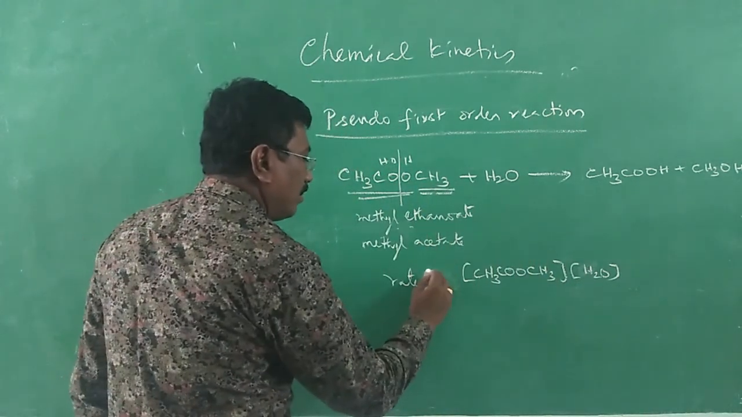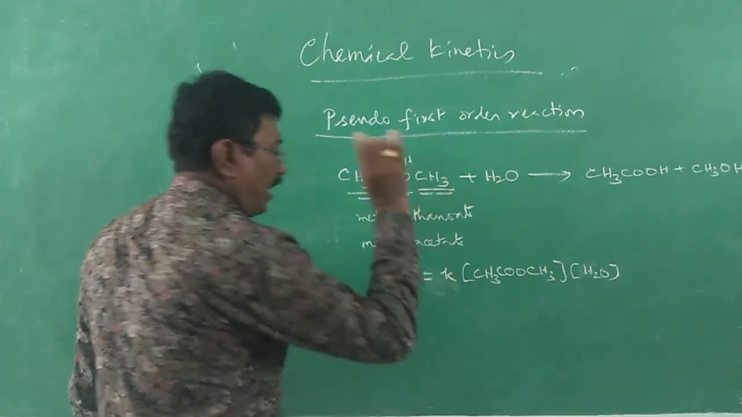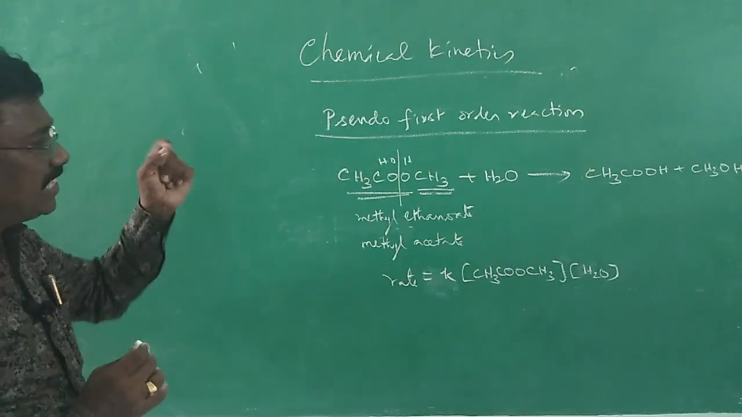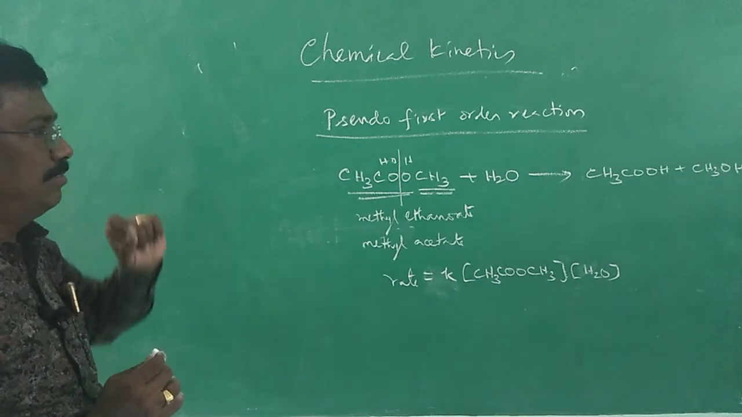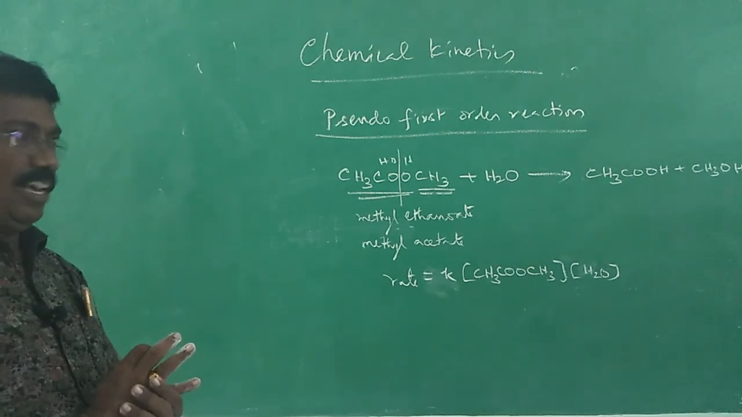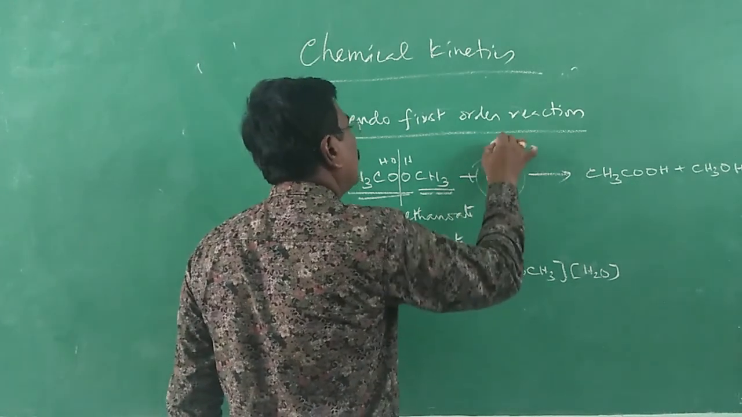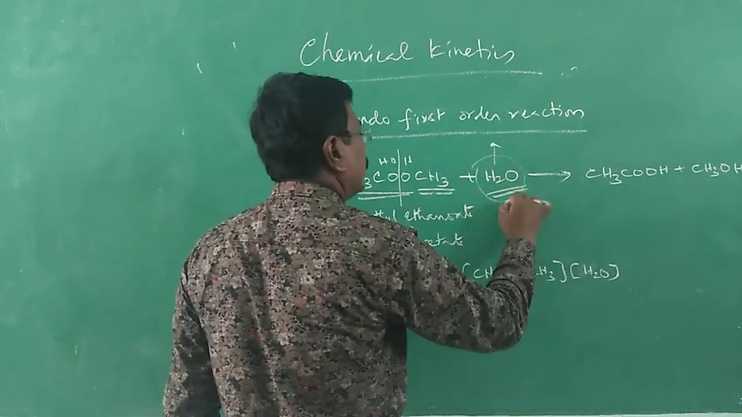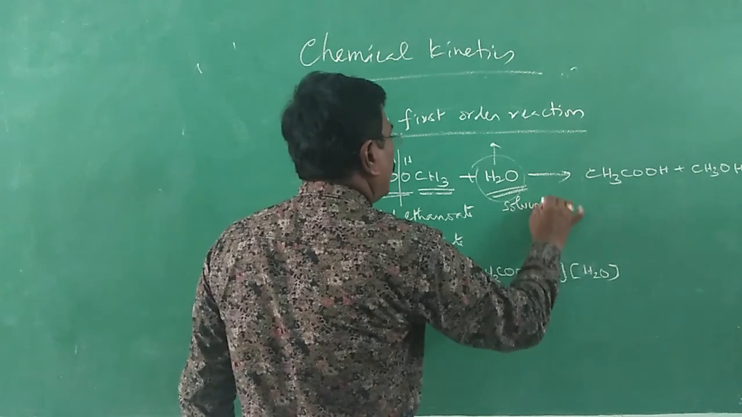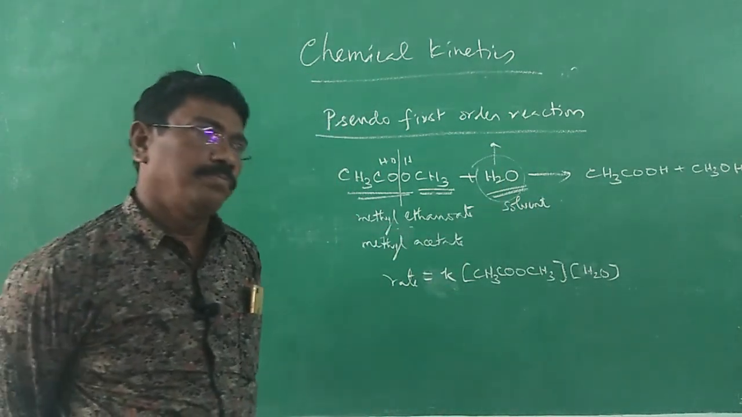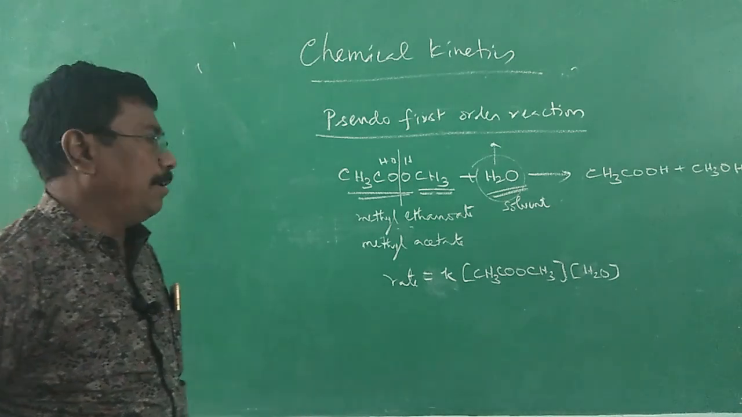If we give the proportionality constant, this is the rate law or rate equation, we say. But this equation can be made a first order reaction. How? When we take a larger concentration of water. Therefore, what we can do is, with methyl acetate we can add more water. No harm in it. When we take more water, what will happen?